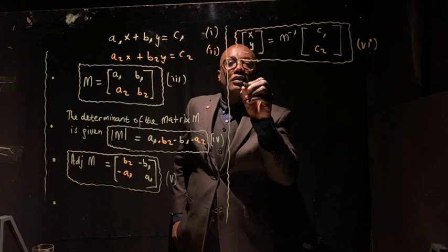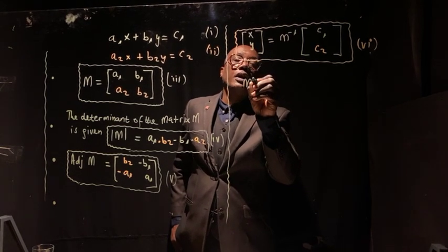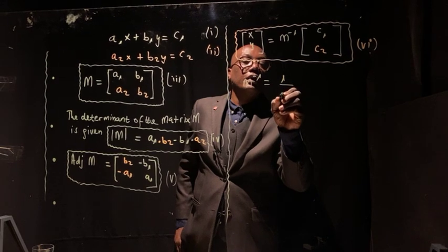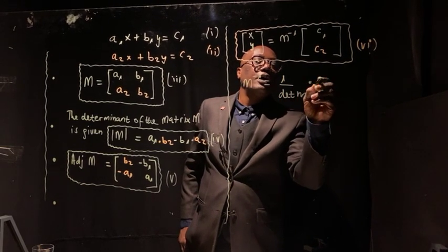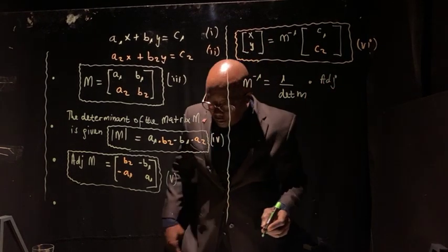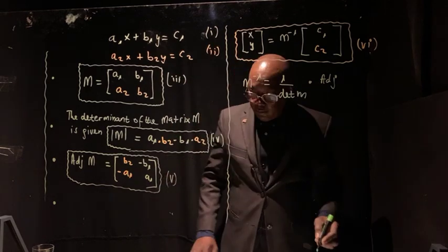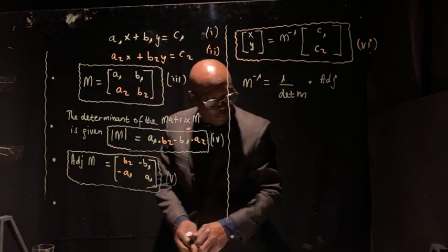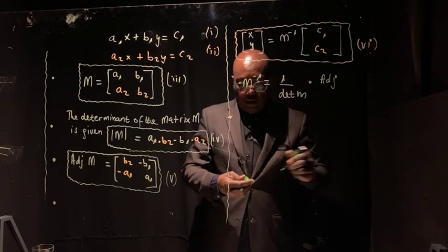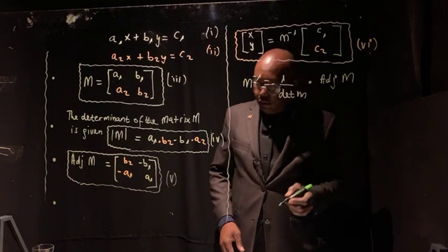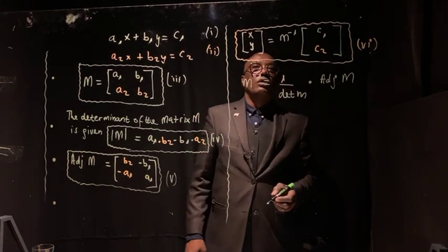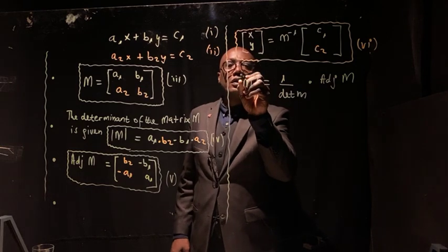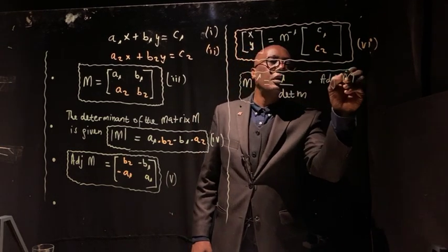By definition, the inverse of the matrix M is given by 1 over the determinant of M times the adjoint of M. Good. 1 over the determinant times the adjoint of M. This M inverse that stands there, this is the definition. So I'll call this one also equation 7.